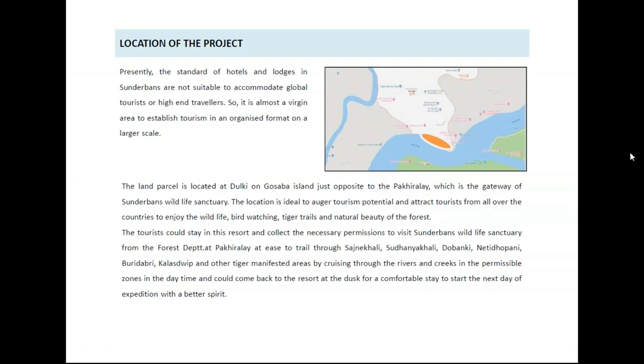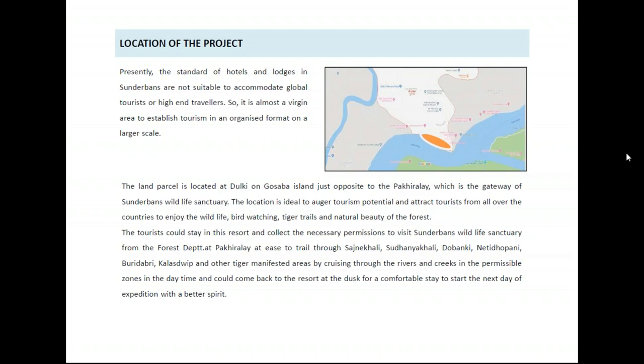This land parcel is located at Dulki, which is on Gosaba Island, just opposite to Pakhiralay, which is the gateway of Sundarban's wildlife sanctuary. The location is ideal to augur tourism potential and attract tourists from all over the world to enjoy the wildlife, bird watching, tiger trails, and natural beauty of the forest.